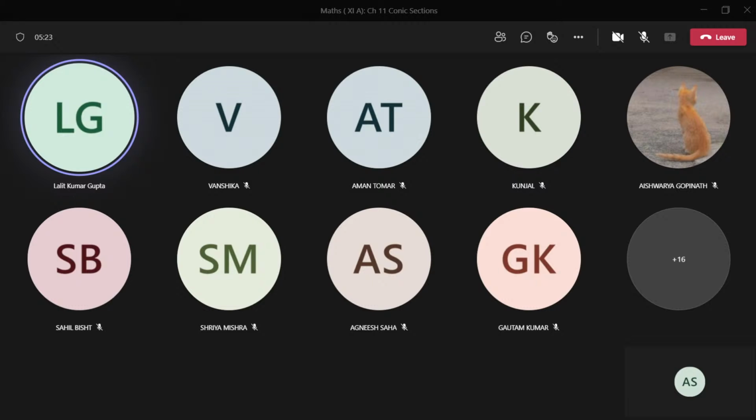Yes, any doubt in the first exercise, 11.1?